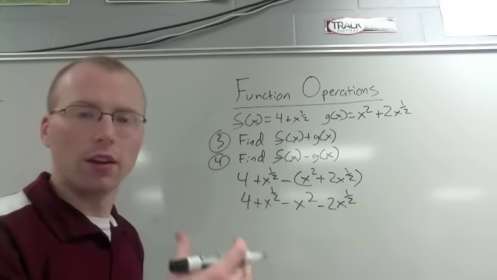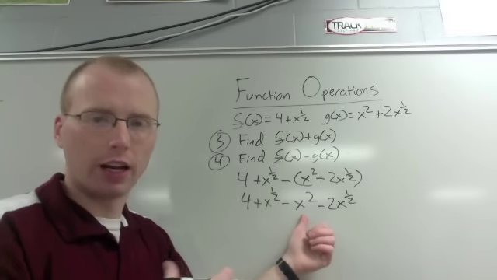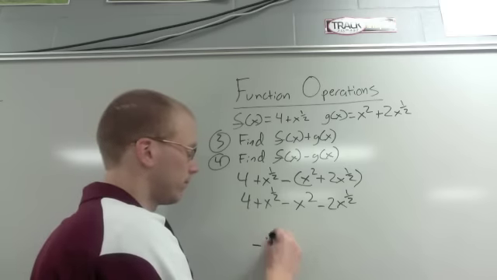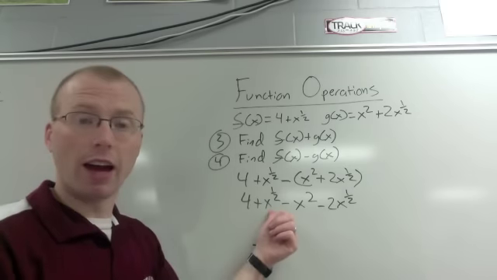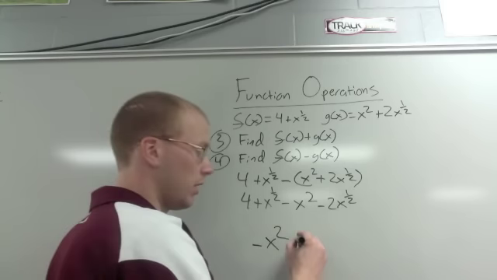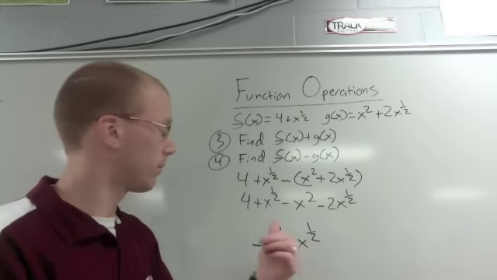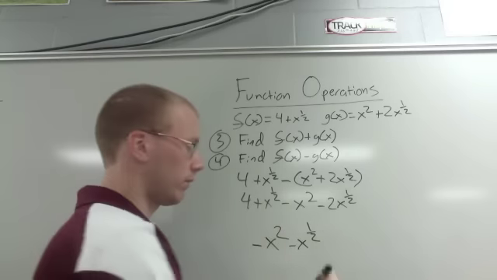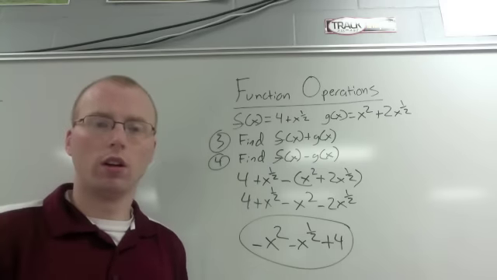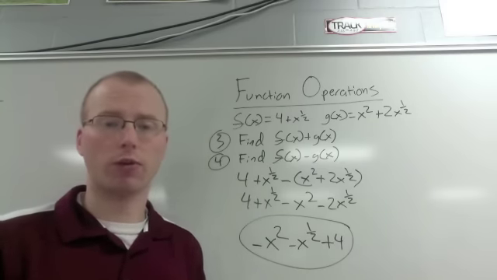Then again, I combine my like terms. I have a negative x squared. That is my only variable with it to the second power. I have x to the 1/2 and negative x to the 1/2. Those combine to be negative x to the 1/2. And then I have 4 left over again. So my final answer is negative x squared minus x to the 1/2 plus 4.